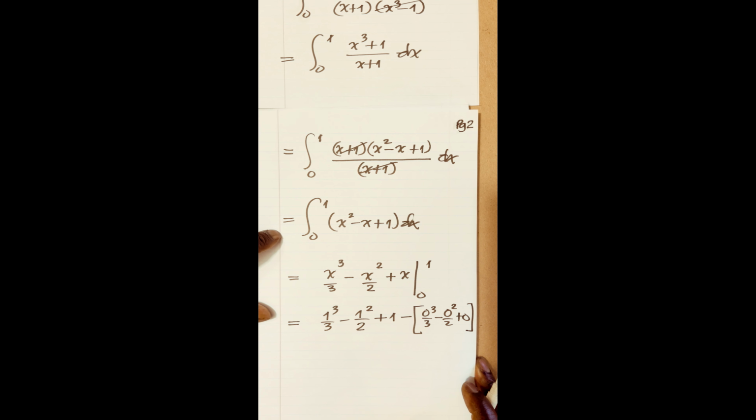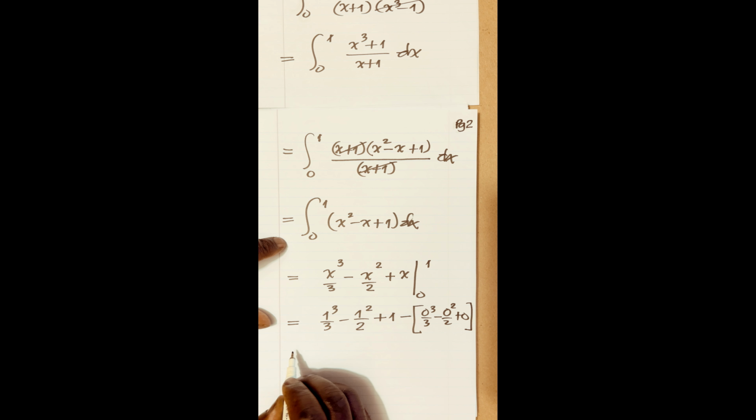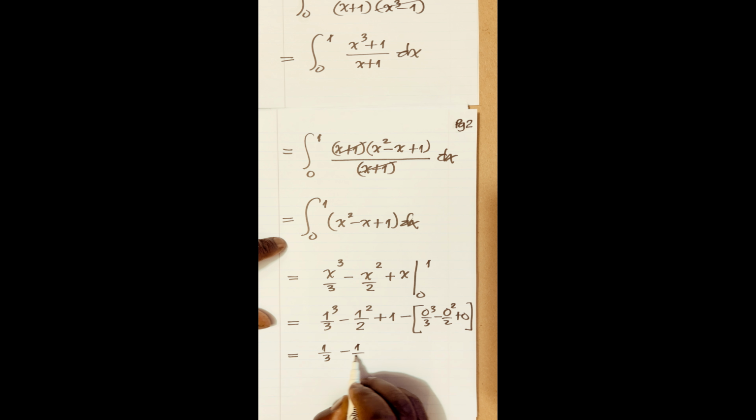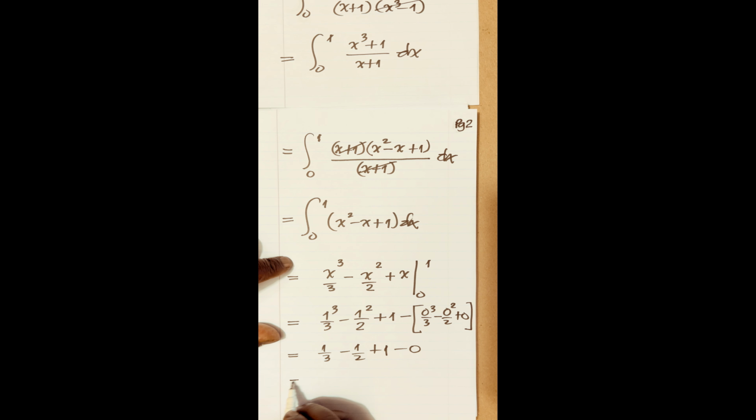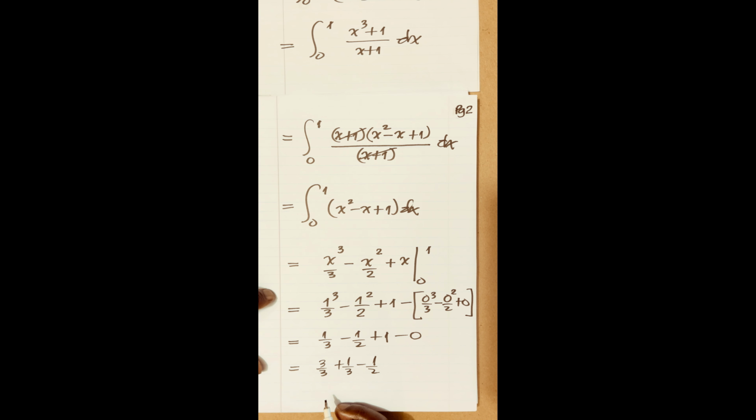Like that. Simplifying this, you agree with me that this is just 1 over 3 minus 1 over 2 plus 1 minus 0. Now this part, if you simplify this, I am going to say that add 1 to this, if you like. So it's going to be 1. You can also write it as 3 over 3 plus 1 over 3 minus 1 over 2. You agree with me that this is the same as here. It's 4 over 3 minus 1 over 2.